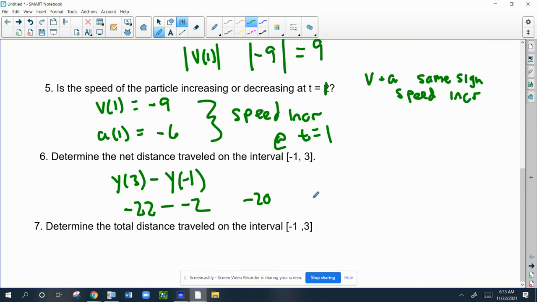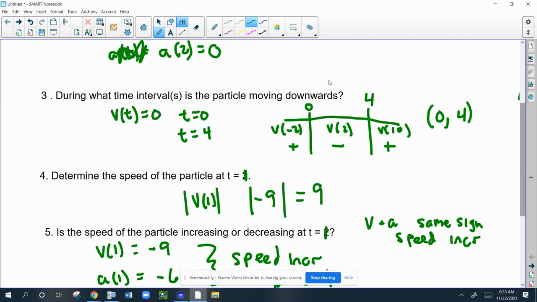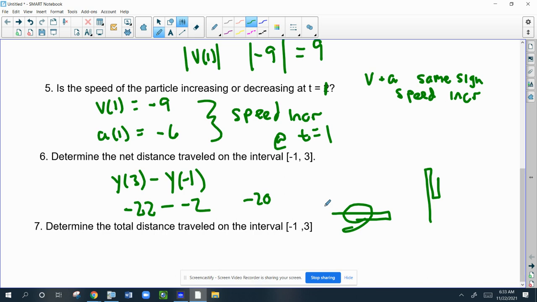So the total distance is a little bit different, because for the total distance you're going to have to measure every single time it changes directions. So we're going up and maybe then down and up again, and you have to add up all those distances. So it's very important to understand when it changes directions. We already did that. The velocity tells you what direction it's going, and it changed directions at 0 and 4. So one way to do this is to map it out.